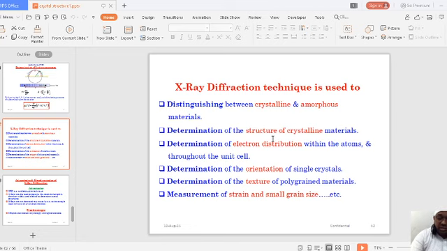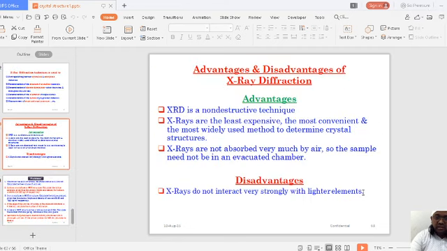Now we end today's class with the advantages and disadvantages of X-ray diffraction. X-rays are very inexpensive and convenient, so they are widely used to determine crystal structure. They are not absorbed very much by the air, so the sample need not be in a vacuum chamber or evacuated chamber. That is the important advantage of X-ray diffraction.